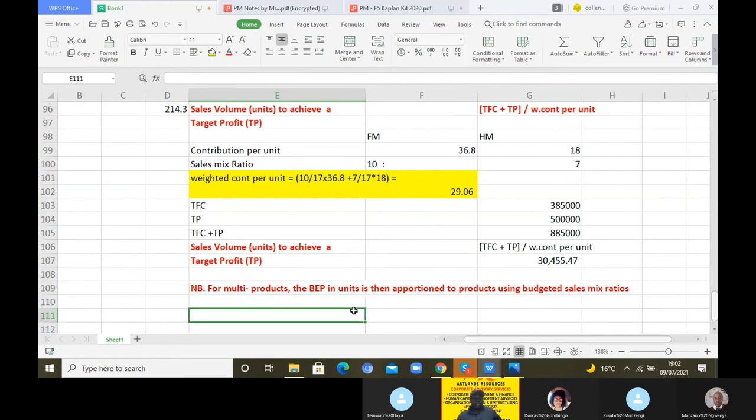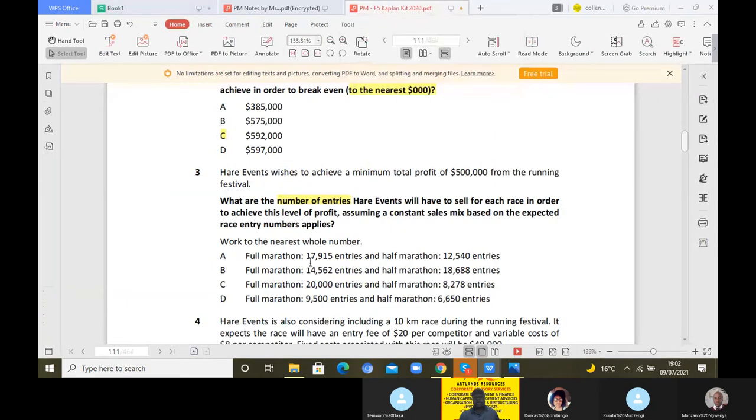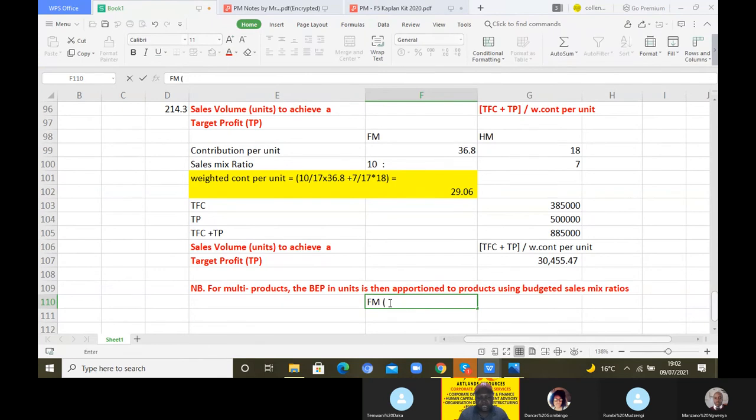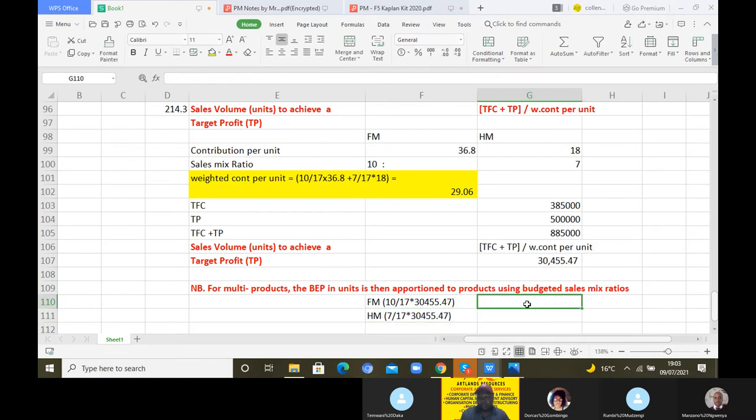If I bring it here, it then makes sense, because the question requires how many full marathons and how many half marathons. So you then say mix ratio. Full marathon, you then say 10 over 17 multiply by 30,455.47. Then half marathon, you then say 7 over 17 multiply by 30,455.47. Close this, and then you have your answers, because 10 over 17 times this, you have that here, you say equals 7 over 17 times this.